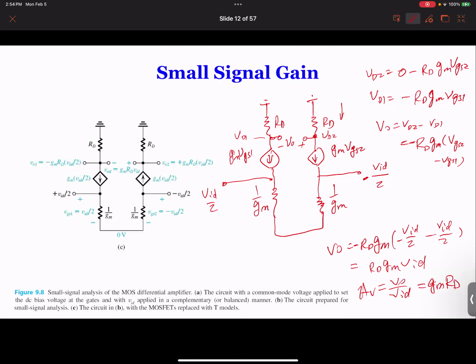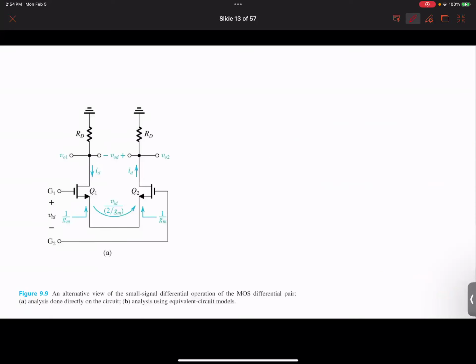So apparently the T model makes it a little bit easier to calculate the gain of the differential amplifier. So you guys feel free to use this. But in this case, the particular advantage is that we don't need the virtual ground that we had previously when we used the pi model. When we use the pi model, of course we didn't need it, but the virtual ground helped the calculation.